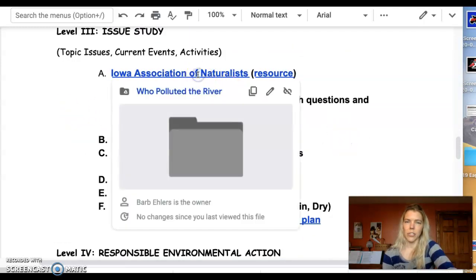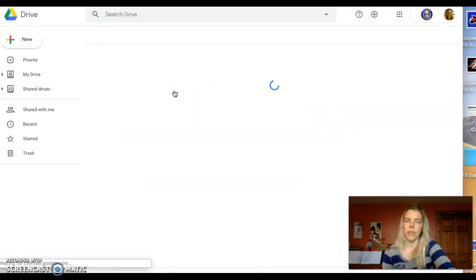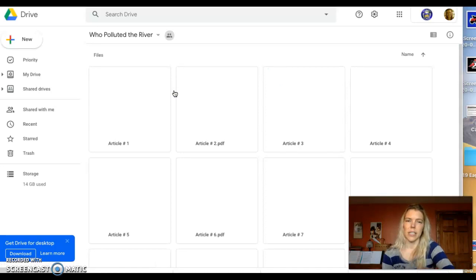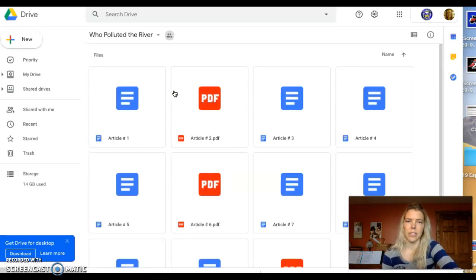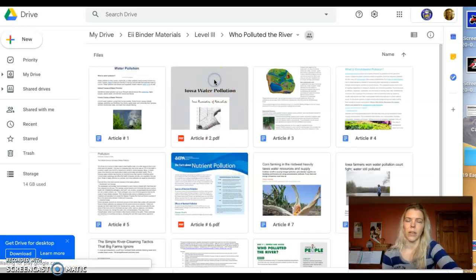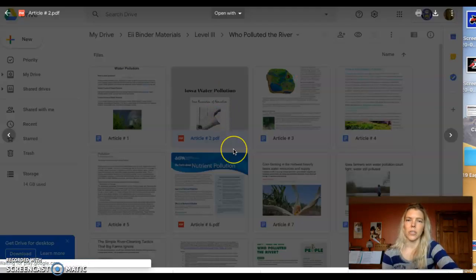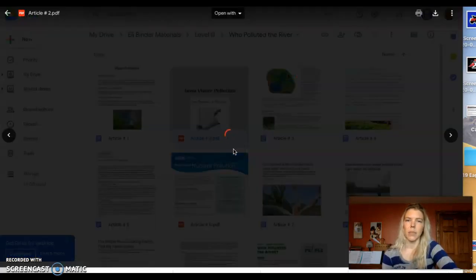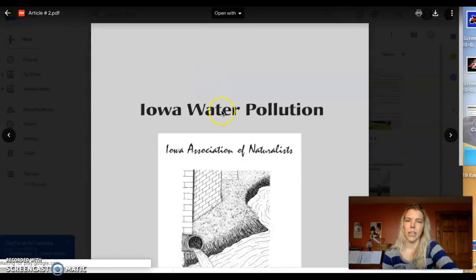We have the Iowa Association of Naturalists resource here that I thought was a really great one, and it's special to Iowa, and that's always important to kind of hit home with these issues. So this is a free publication on, I believe, their website, and you can order it.